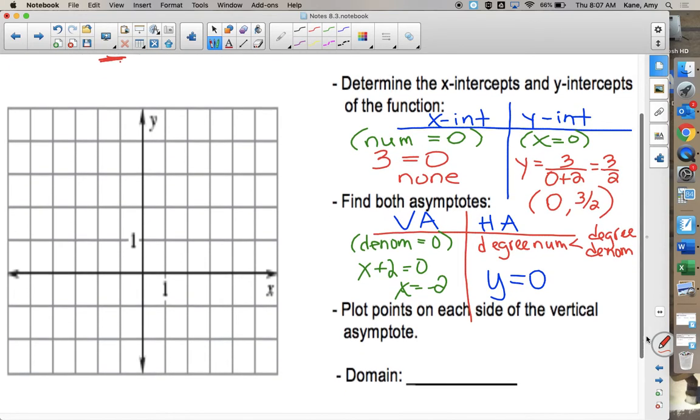So we're going to see if we can graph this information above. And then as it says, we're going to plot a couple of points on each side of the vertical asymptote like we've been doing. So going back to the top, we don't have an x-intercept, but we have a y-intercept at 0 and 3 halves. So on the y-axis, we have a point. We have a vertical asymptote at -2, so sketching that in at -2 on the x, and at 0 for y. So we have 1 point graphed. We have 2 asymptotes. It says plot points on each side of the vertical asymptote.